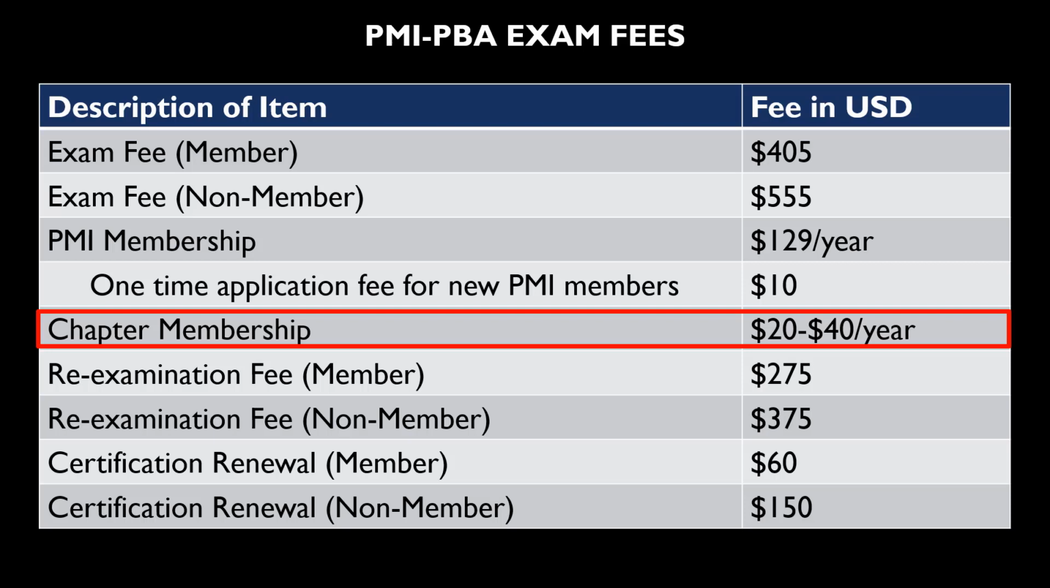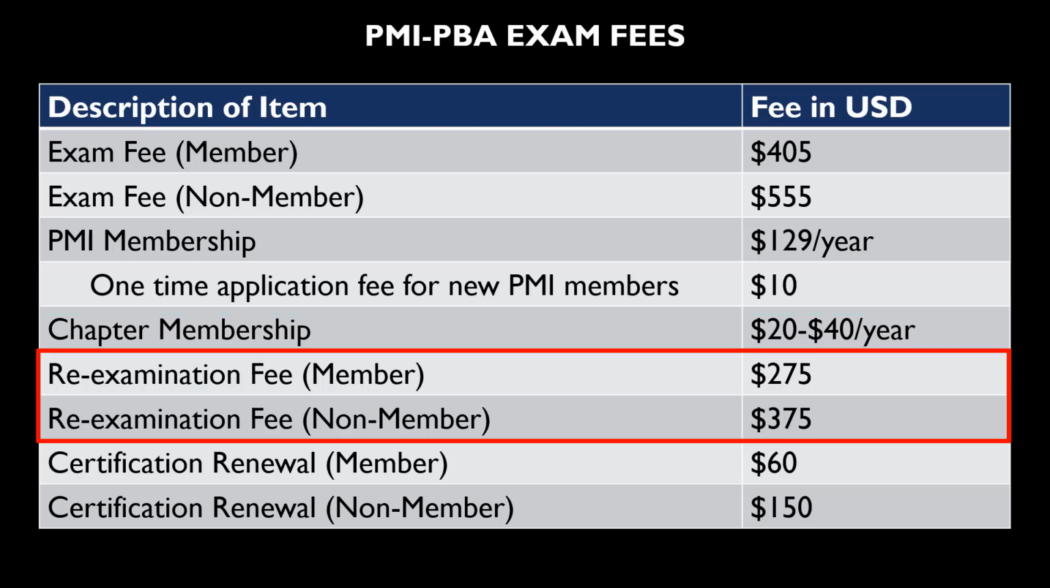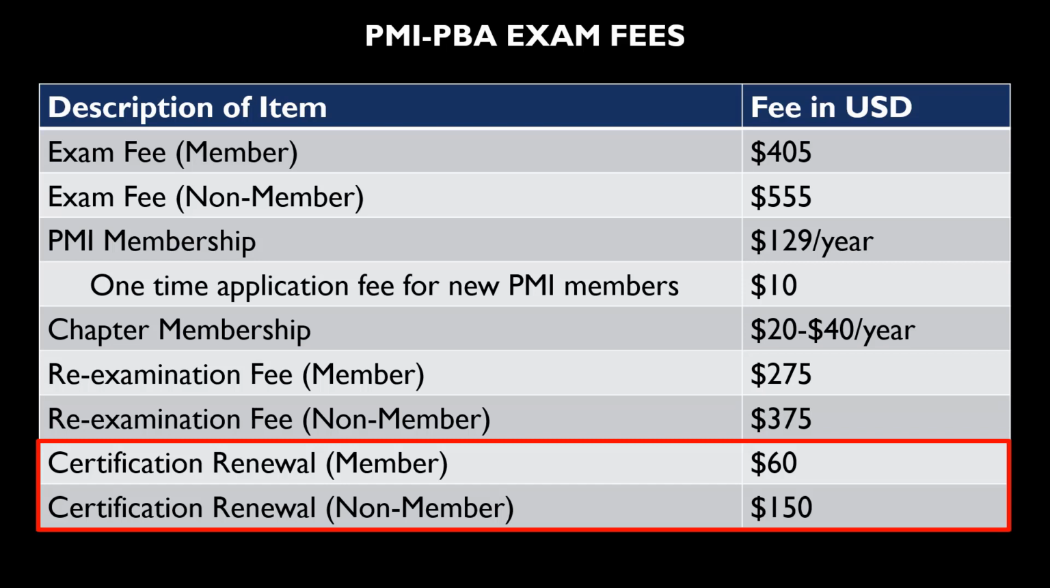PMI membership and chapter membership are not required to sit for the PMI-PBA exam, but I personally recommend joining. I'll get into why a bit more later. You're hopefully not going to need this, but the re-examination fee is $275 for a member and $375 for a non-member. Your certification needs to be renewed every 3 years, and that fee is $60 for members and $150 for non-members.